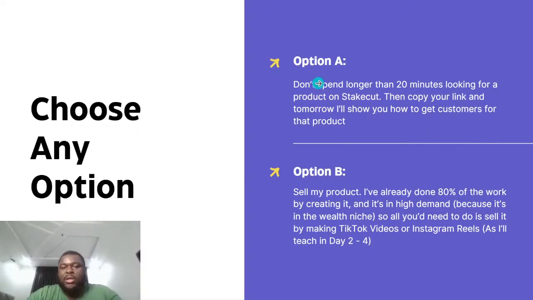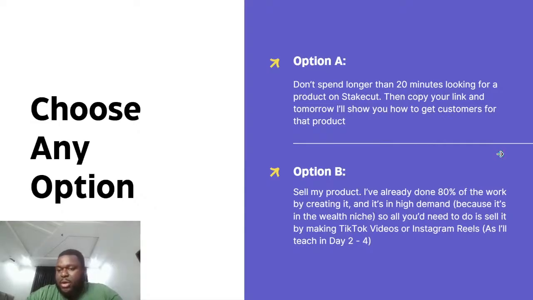So you have two options here. Option A is to basically spend less than 20 minutes looking for a product on StakeCut. Then you copy your link, and tomorrow I'll show you how to get customers for that product. Option B, for those who want to, is you can just sell one of my products, okay? I have a product, the Social Media Income Blueprint itself is a product. So I've already done 80% of the work by creating it, and it's in high demand, because it's in the wealth niche. So all you'll need to do is sell it by making TikTok videos, as I'll teach in day 2 to 4. So any of these options is okay. You can do whichever one you want to do.